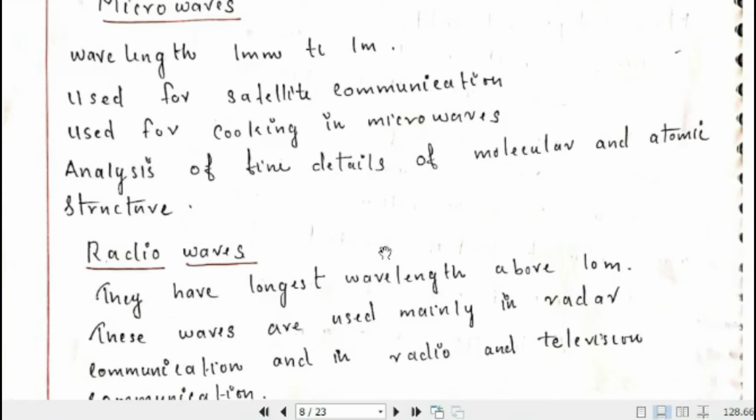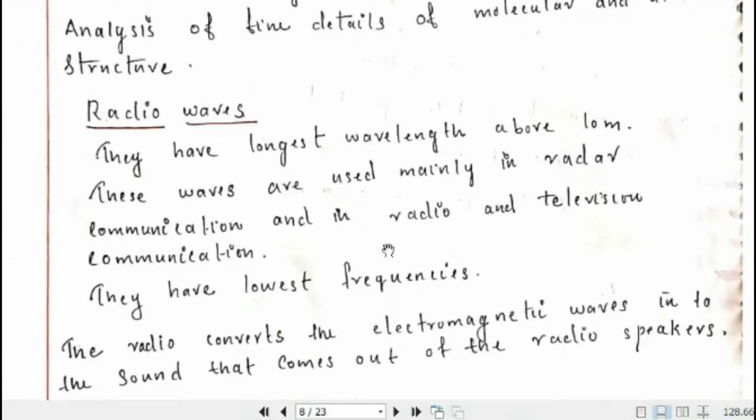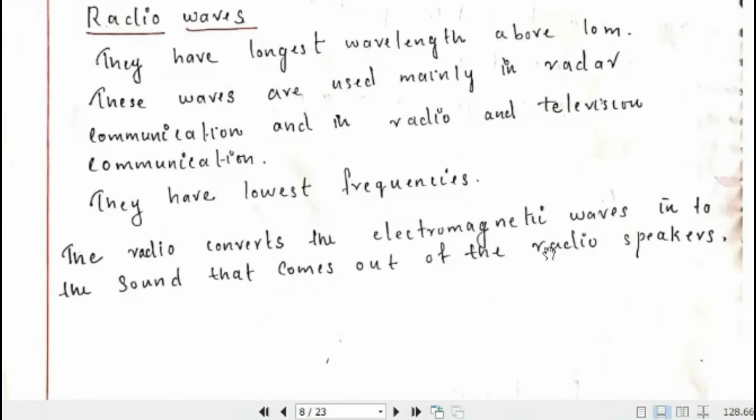Used in cooking in microwave ovens. Analysis of fine details of molecular and atomic structure. The last one is radio waves, which have the highest wavelength and lowest frequency, with wavelengths in the range of 10 meters. These are used mainly in radar communication and in radio and television communications.